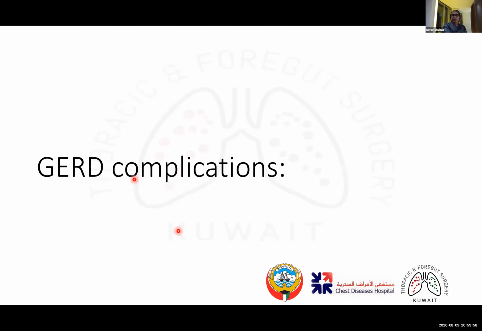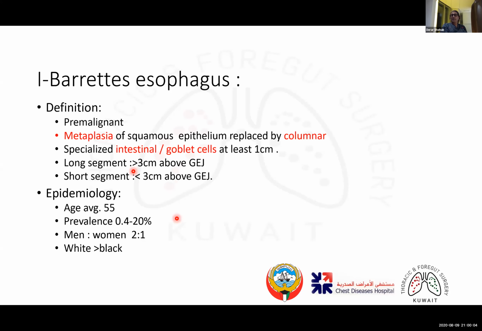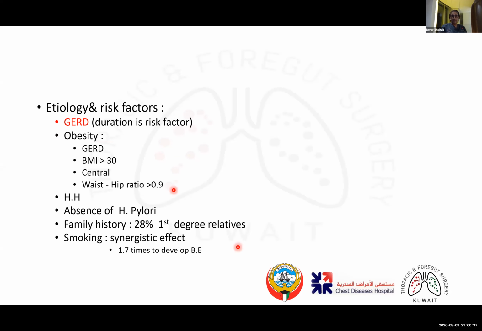So we'll move to GERD complications. The probably popular one is Barrett's esophagus. Barrett's esophagus is a pre-malignant condition in which there's a metaplasia of squamous epithelium replaced by columnar epithelium, and not any columnar epithelium, guys. You have to understand it should be an intestinal type with goblet cells, okay? Usually occurs at age average is 55, and men more than women, and occur in white more than black.